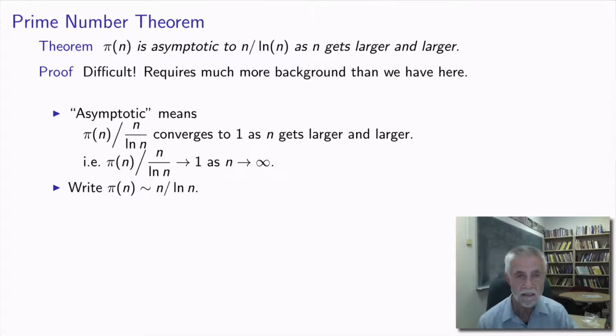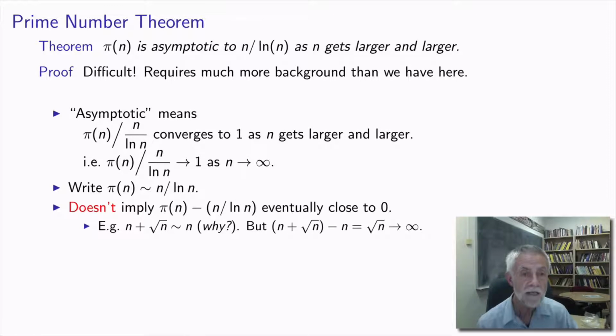So in some sense it's saying, and we'll discuss this a little more in a minute, that pi of n has the same growth rate for very big n as does n over log n. And we write this as pi n is asymptotic to n divided by log n. The first thing to note is that it does not imply that pi n minus n over log n gets close to 0. And we give an example here.